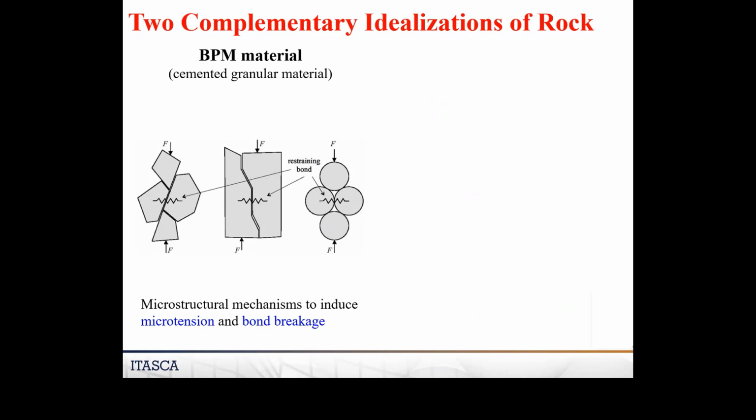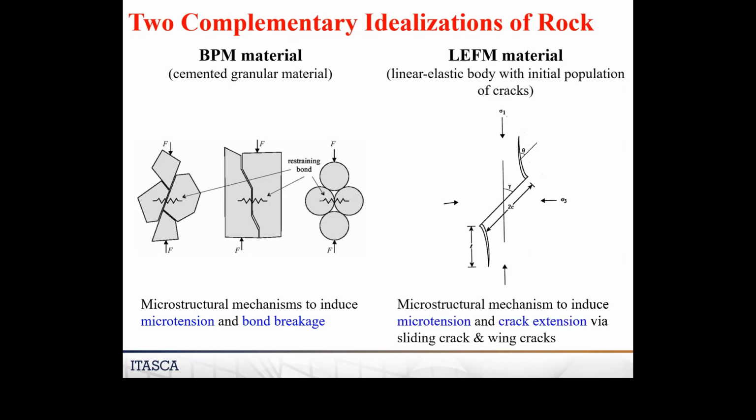So all models are idealizations. If we want to idealize rock, let's talk about two different ways to do it. One, we're going to idealize it as a cemented granular material. And as we've said before, when we compress that, we're going to induce microtension, and we're going to see damage in the form of bond breakages.